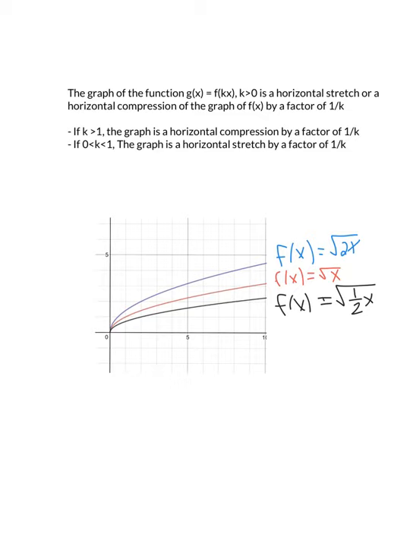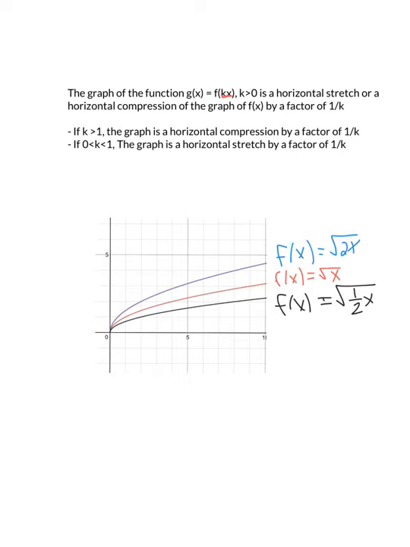The graph of the function g of x is equal to f of k of x, where k is greater than 0, is a horizontal stretch or a horizontal compression of the graph of f of x by a factor of 1 over k. So what you're going to notice is that now we're talking about k, and it's going to be inside of my function. So the a was always outside of my base function. So you would see a number followed by your base function.